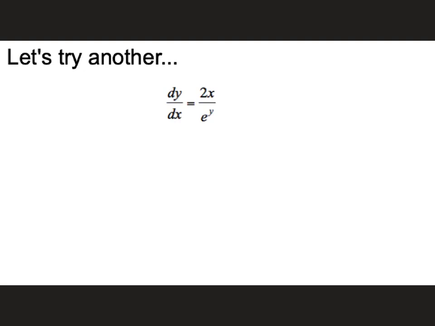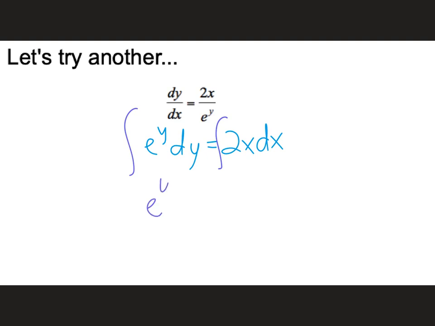Let's try another. Okay, so let's separate these. I'm going to multiply by e to the y and multiply by dx, treating this like a fraction. It's not, but let's pretend it is. Don't worry, they're getting closer with their chopping of the street. Integrate both sides. Well, that's e to the stuff. Because we're integrating with respect to y, we can just leave it there. 2x is going to be x squared plus some sort of constant.